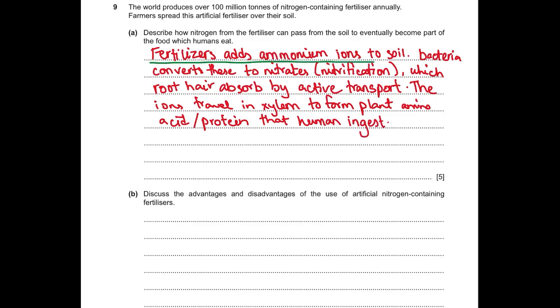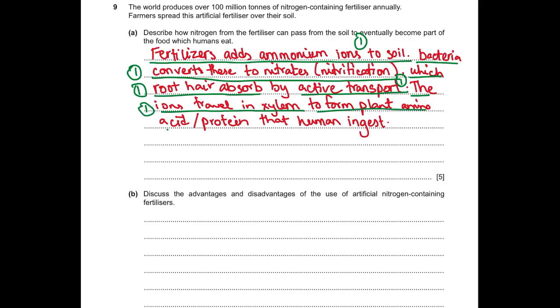So 1 mark for fertilizer adds ammonium to the soil, 1 mark for nitrification, then 1 mark to tell how the root hair absorbs them, and 1 mark for just mentioning active transport. Then the ions travel in xylem, this has a mark, to form plant amino acid and protein, and that humans ingest, this will grant us a mark. A total 7 points, but you can write any 5.